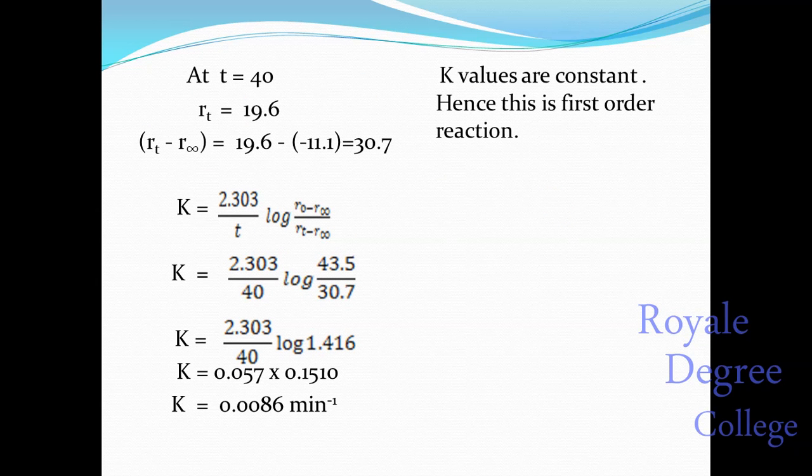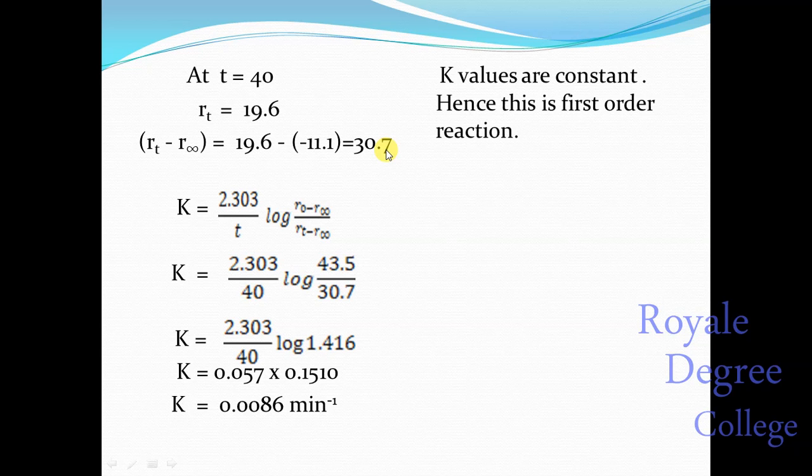Next is at the time equal to 40. So the rotation at time 40, its value is 19.6. It is there in the table, girls. You have to see the table. Now our rotation at time 40 minus rotation at infinity, that is 19.6 minus, then minus rotation at infinity is minus 11.1, isn't it? Minus into minus plus, we are adding both the values.